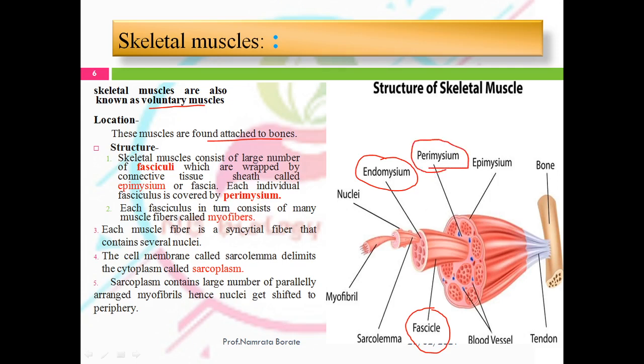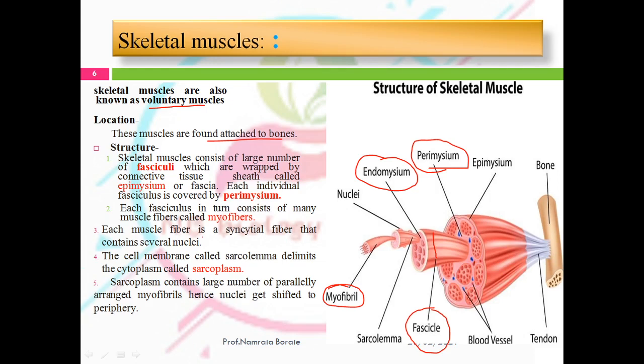Each fasciculus in turn consists of many muscle fibers. So there is a presence of many muscle fibers, and inside these are the myofibrils. These myofibrils are present in the fasciculi, and the fasciculi are present in the perimysium.